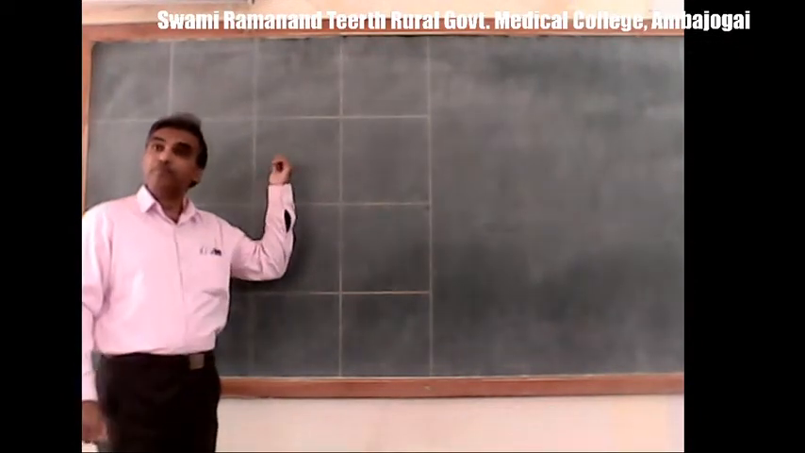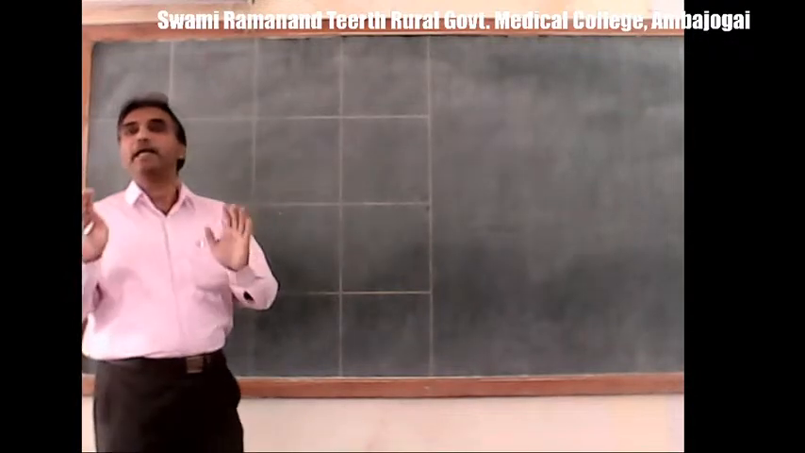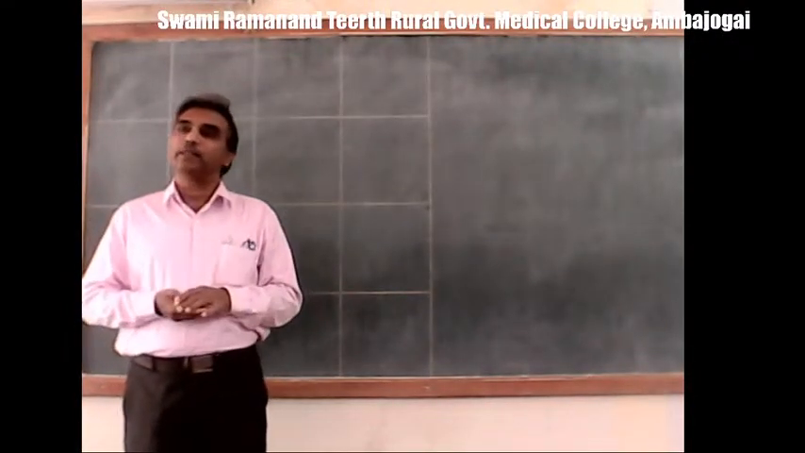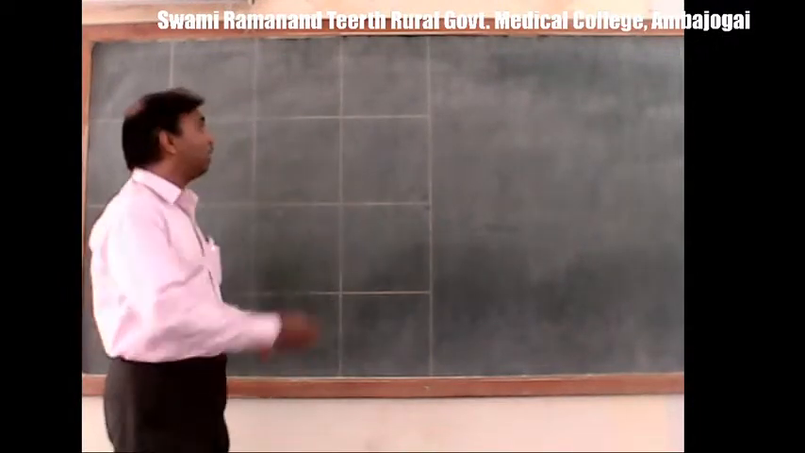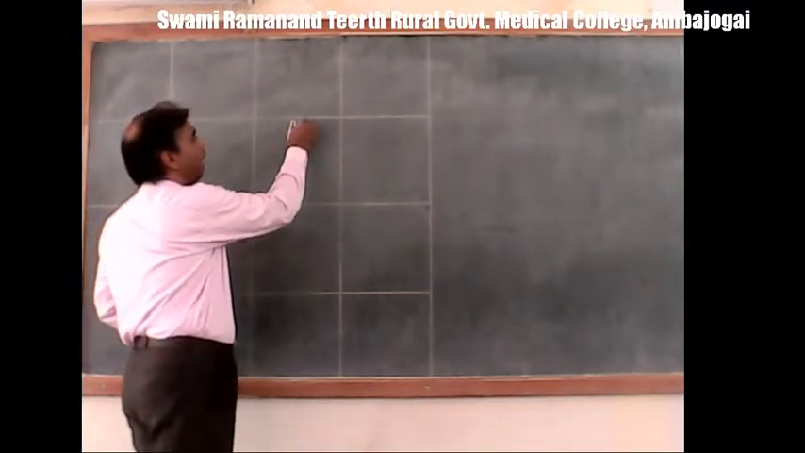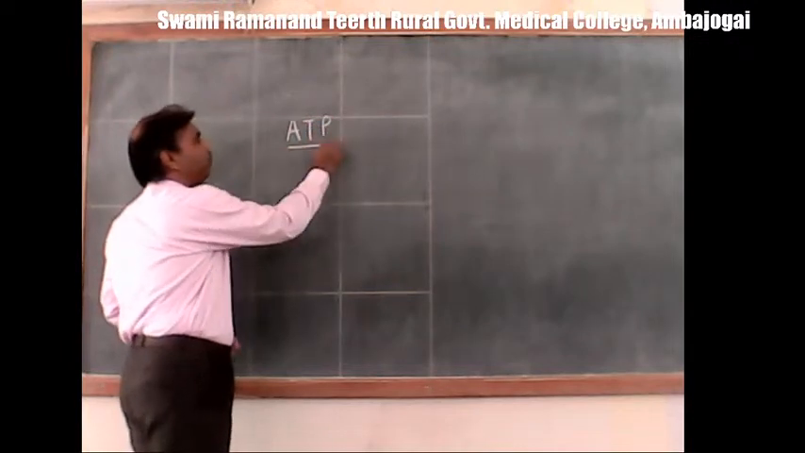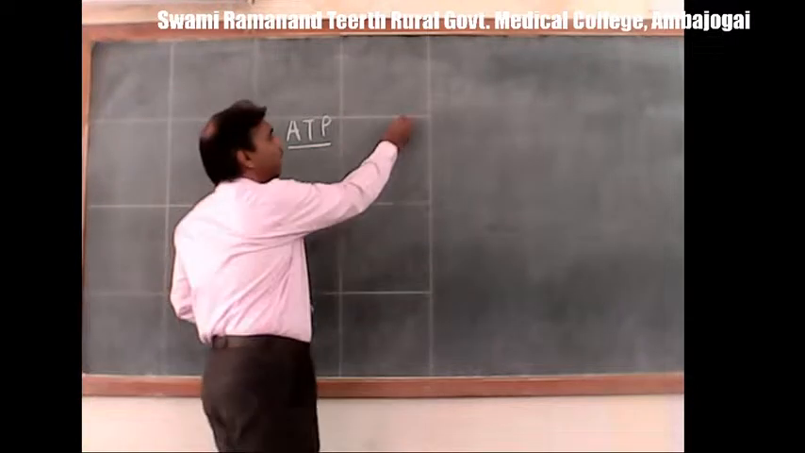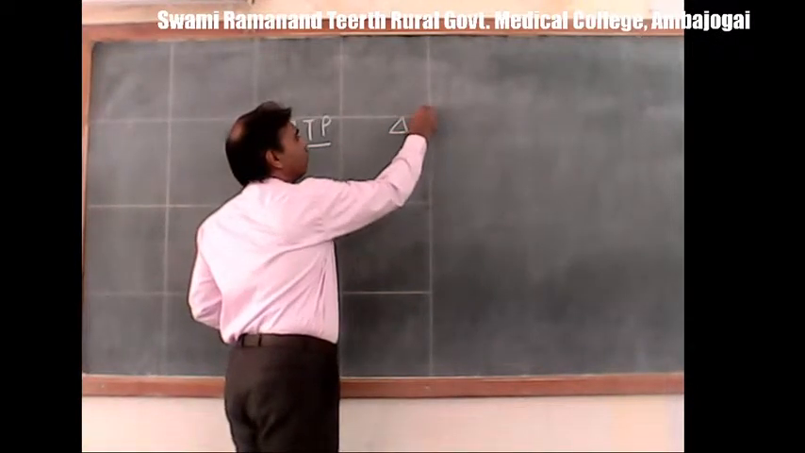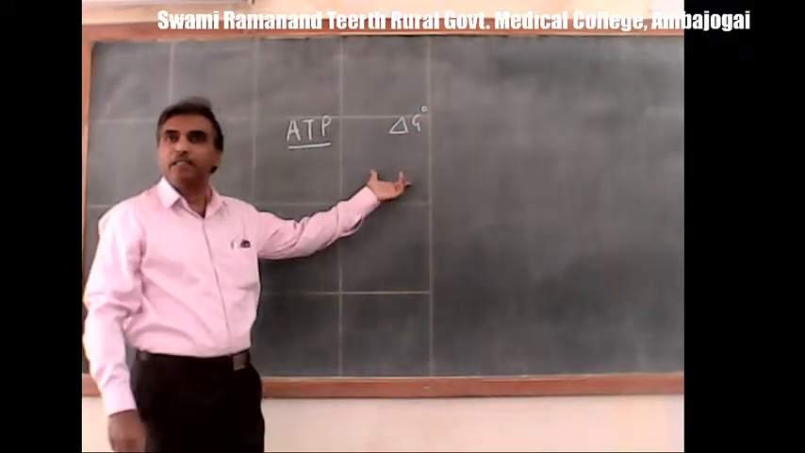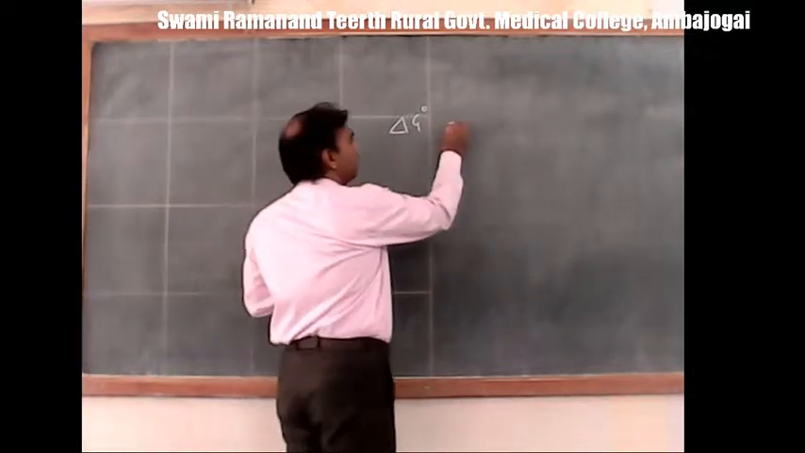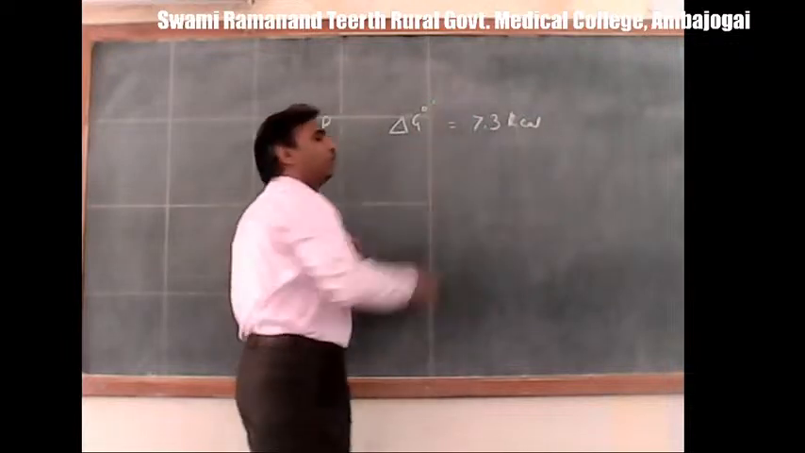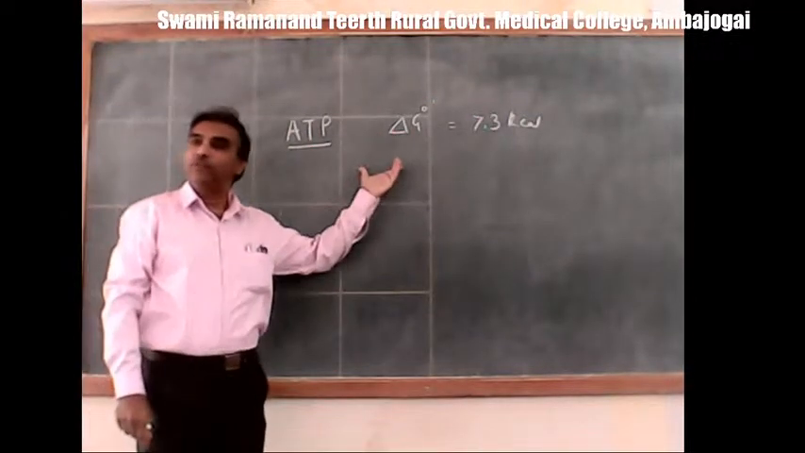Now we know that whatever energy is captured in our body, that is in the form of a high energy phosphate bond, and it is ATP, adenosine triphosphate, for which the liberation of energy is around 7.3 kilocalories per mole. So that is the free energy.